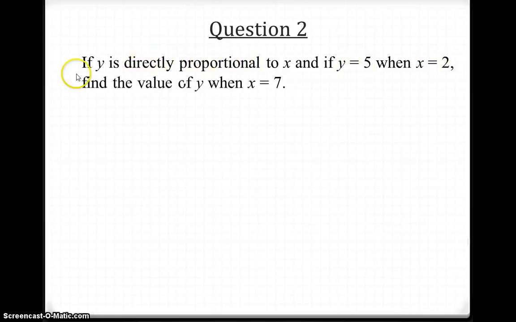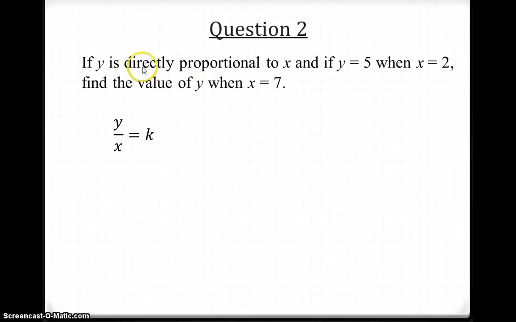Question 2. If y is directly proportional to x, and if y is 5 when x is 2, find the value of y when x is equal to 7. This question is not as straightforward as the question just now, because just now the question had parts A, B, C. It was guiding you to find step by step, but the idea is the same.